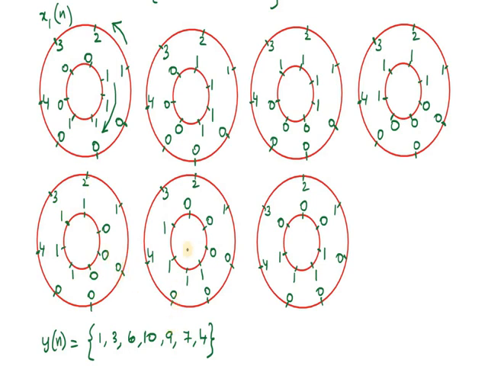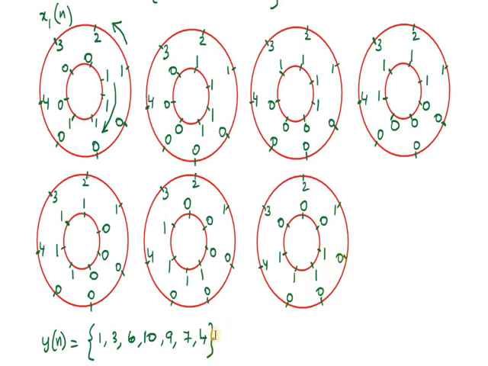So we get 9. In the next step, 1 into 0 plus 2 into 0 plus 3 into 1 plus 4 into 1 plus 1 into 0 plus 1 into 0 plus 0 into 0. So here we get 7. In the next step, 1 into 0 plus 2 into 0 plus 3 into 0 plus 4 into 1 plus 1 into 0 plus 1 into 0 plus 1 into 0. So here we get 4.